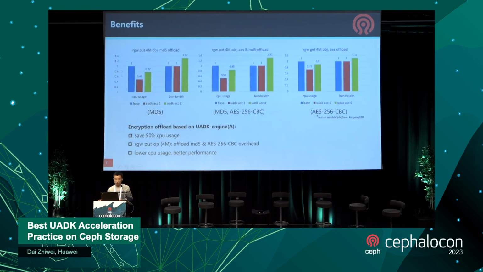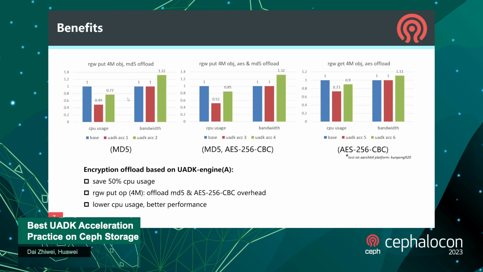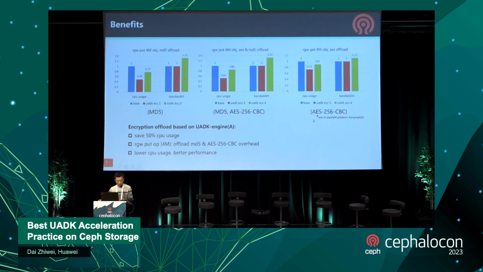Okay, this is our test result. The result is based on the UADK engine, it means this option. And the test is on the ARM platform with a Kunpeng built-in accelerator. From this, we have achieved a 50% saving of CPU usage. And at the same time, we can offload MD5 and AES to our hardware. We got lower CPU usage and better performance.